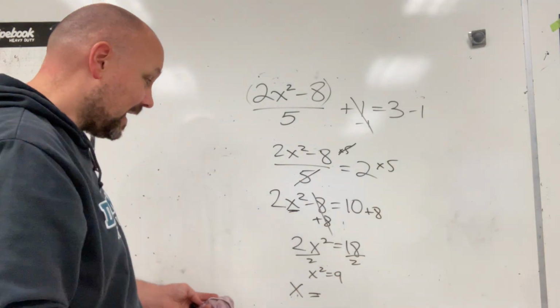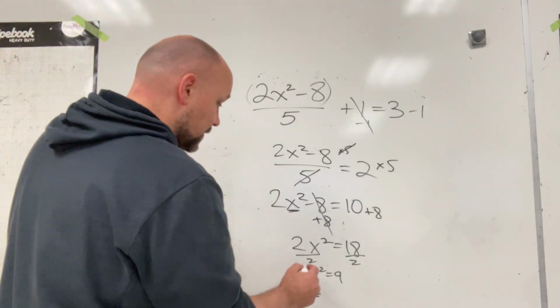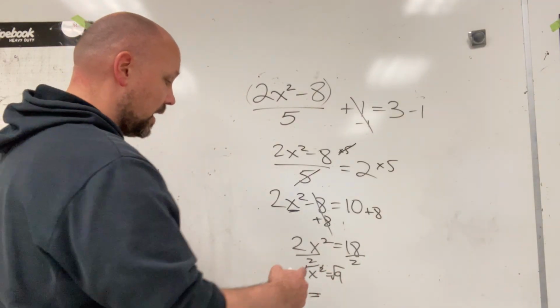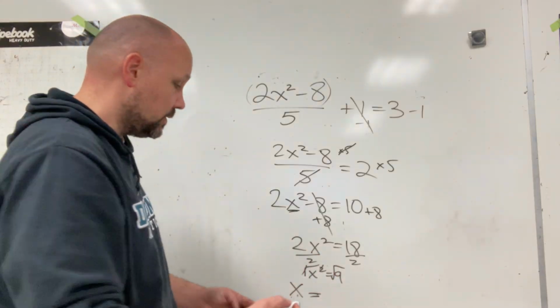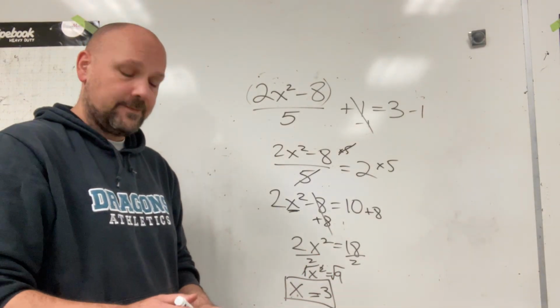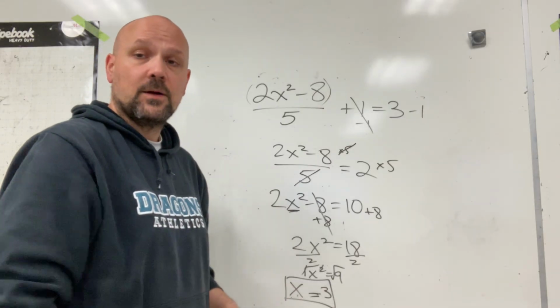Right? And then the last thing was the opposite of square is square rooting. So square and square root cancel out. And I get x is the square root of 9, which is 3. All right? That is how we solve equations.